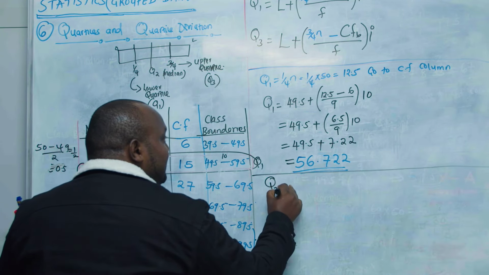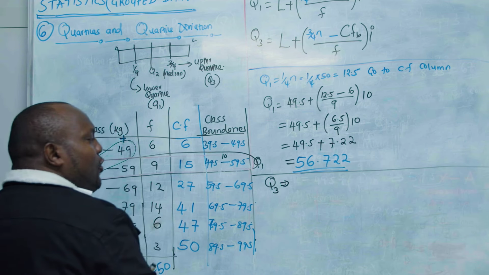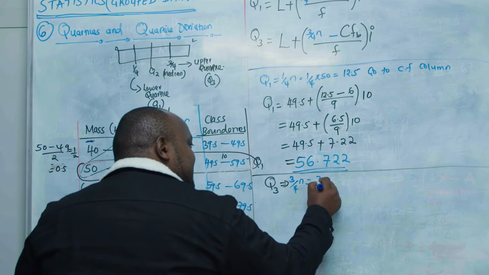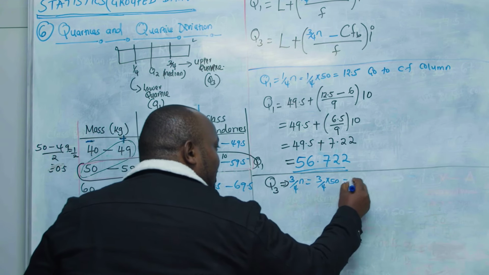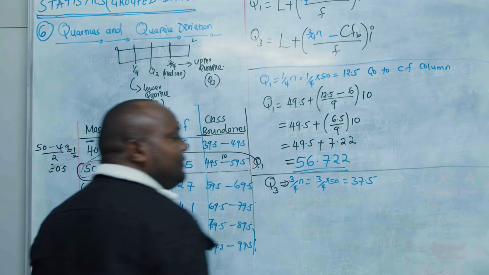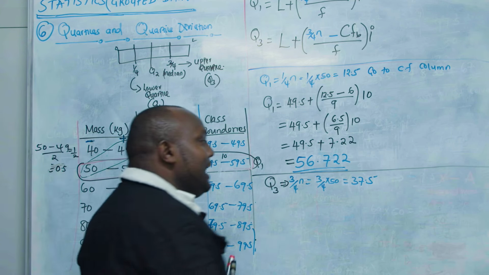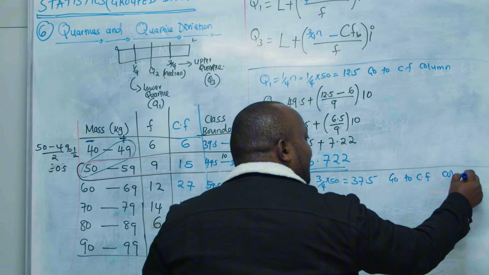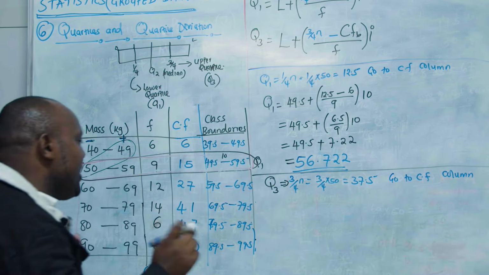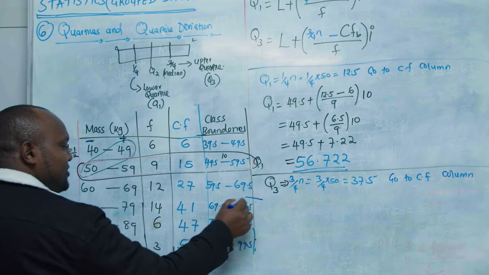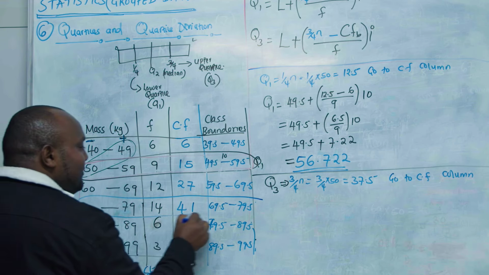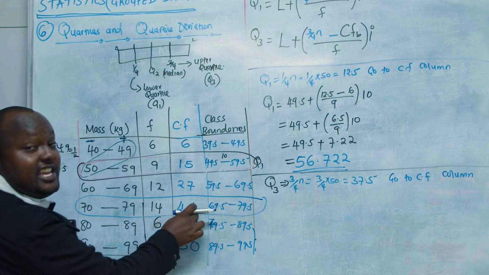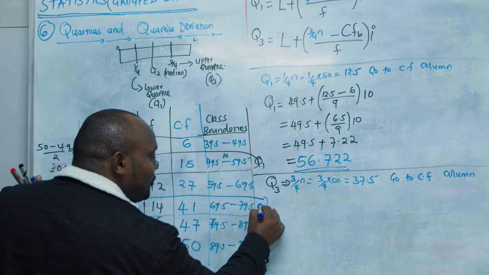Q3. So Q3, we said it is 3 quarter. So first of all, we have to get 3 quarter n. So it is 3 over 4 times 50. We are going to get 37.5. When we get 37.5, we go to the cumulative frequency column. This is guiding you on which class you are going to use, and in this case you are going to realize that we find 37.5 in 41, because it cannot be in 27. So this is where we are going to use Q3.